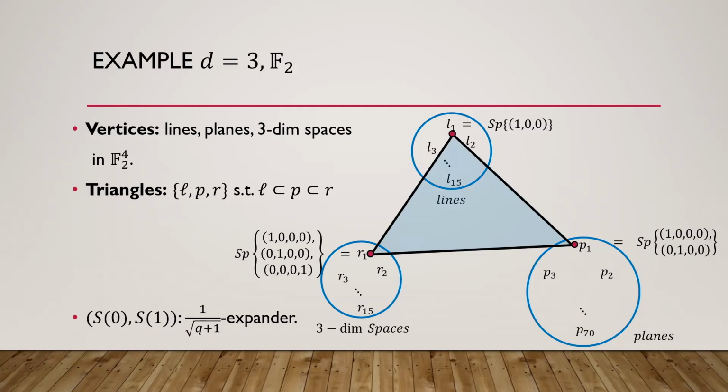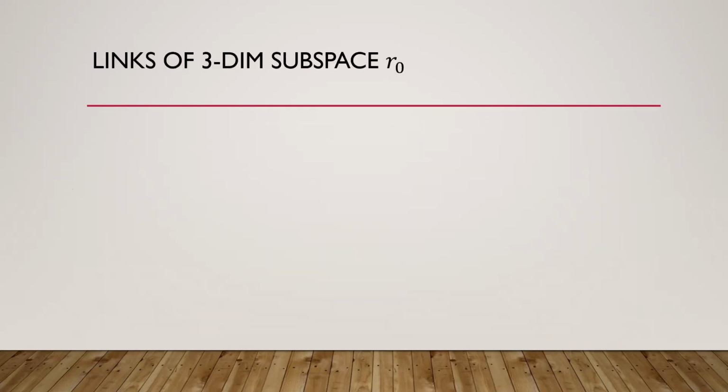But okay, probably the next question that we should answer is, this is already a simplicial complex. How do links look like? Do links expand here? So let's look at these things case by case. What is a link of a 3-dimensional subspace here? So let's fix some 3-dimensional subspace R0.